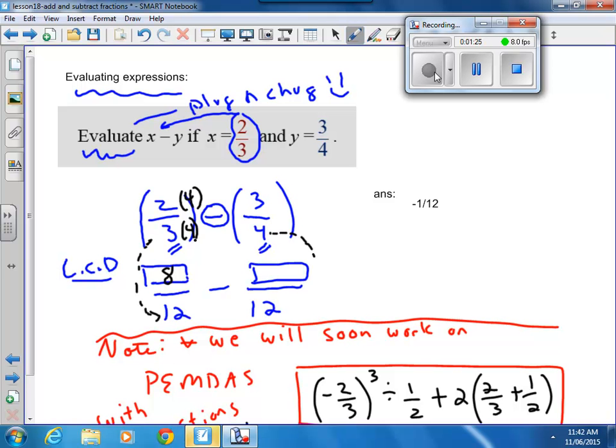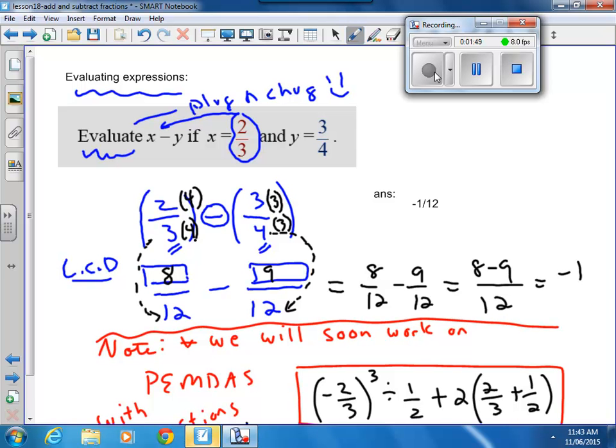It's kind of like, how does 4 become 12? Times by 3, right? So if I'm going to multiply the denominator by 3, I better multiply the numerator by 3 to keep it legal. So 3 times 3 is 9. All right, now I've arrived at 8/12 minus 9/12. Well, hey, same denominator. Travel straight across on the numerator. 8 minus 9, which is clearly -1. So I arrive at -1/12.